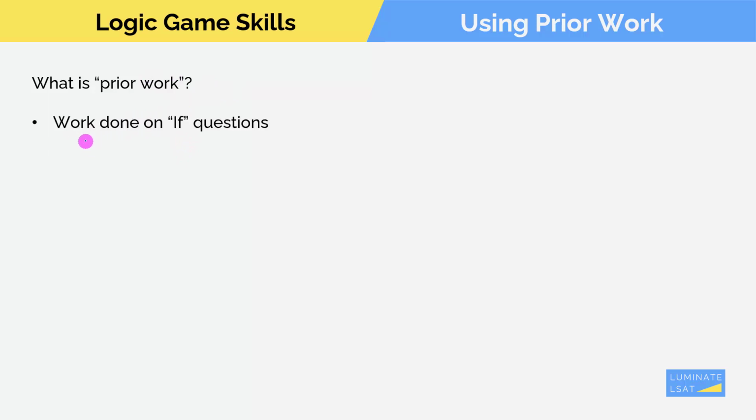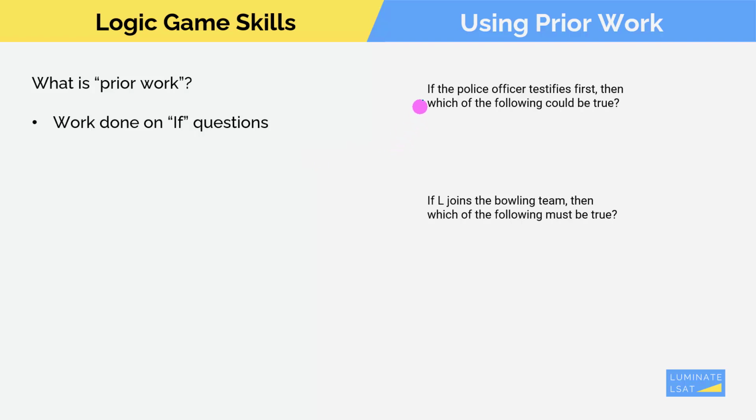The first place prior work comes from is the work that you have done on if questions. And so this refers to questions like these. Each of these give us a new condition that is introduced by the if, and generally speaking, the best way to solve these questions is to draw a new set of slots, a new diagram just for this question, incorporate the new information, so here the police officer would testify first, and then follow through on applying the rules to this new information. The work that we use in these questions should remain on our page, and we should be sure not to erase it because it can occasionally be useful on future problems.